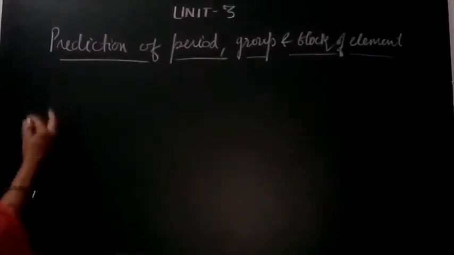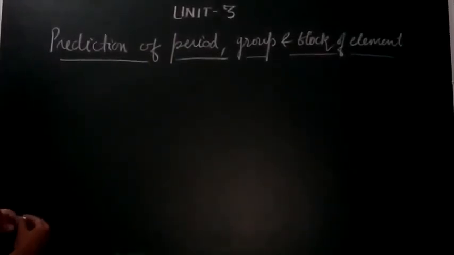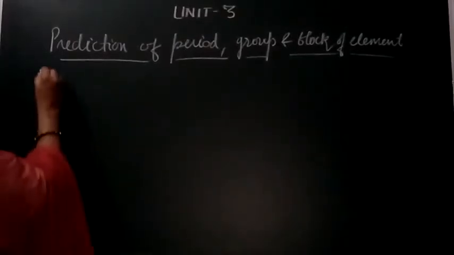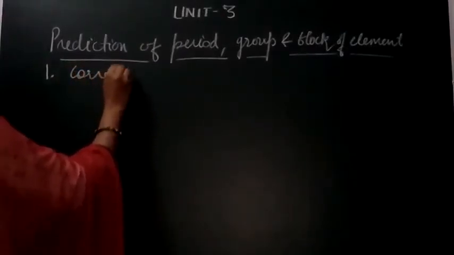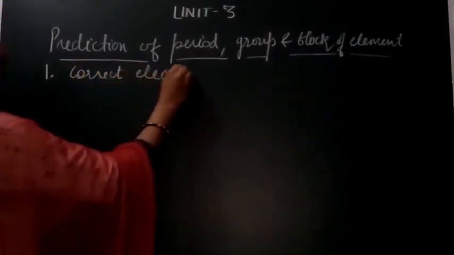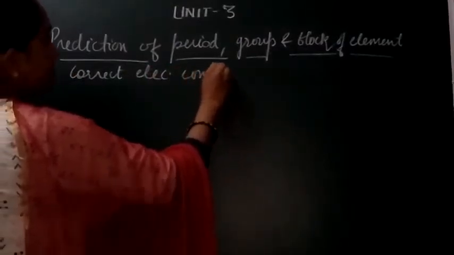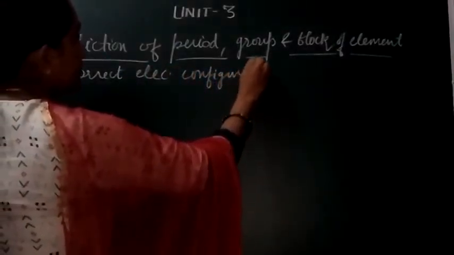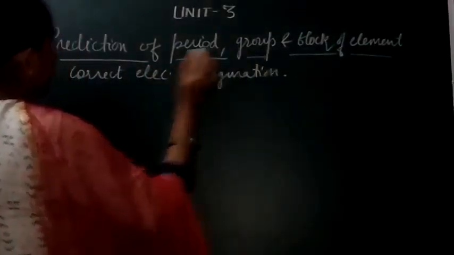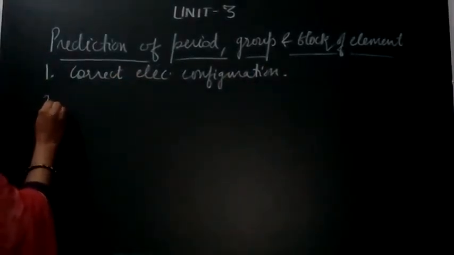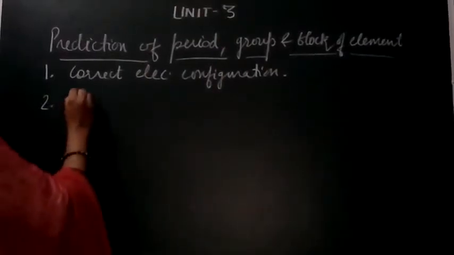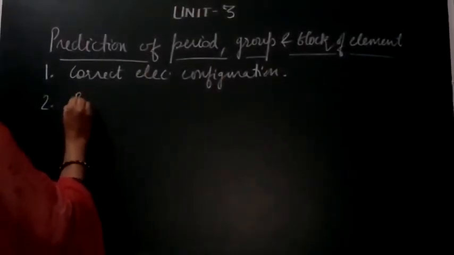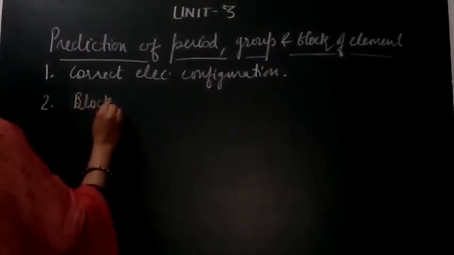Here I am writing certain points which will help you to predict the period, group, and block of the element. So the first point is to write down the correct electronic configuration of the element. Now students, when we have written the correct electronic configuration, the second step will be to identify the block.